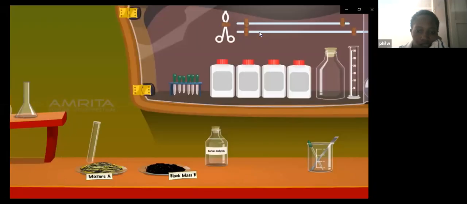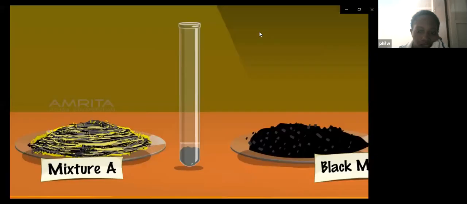Take another test tube and put a pinch of black mass B into it. Then add a few drops of carbon disulphide into the test tube. Shake it well. No changes observed. In compound state, FeS, sulfur lost its original properties after reacting with Fe.